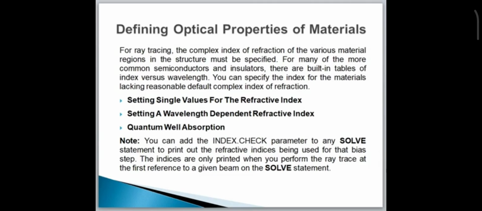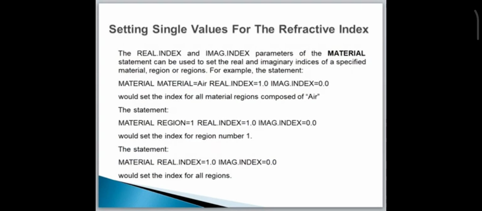Note that you can add the index.check parameter in the solve statement to print out the refractive indices being used for that step. The indices are only printed when you perform the ray trace at the first reference to a given beam on the solve statement. First, we will discuss setting a single value for the refractive index. The real.index and imag.index parameters of the material statement can be used to set the real and the imaginary indices of a specified material, region, or number of regions.